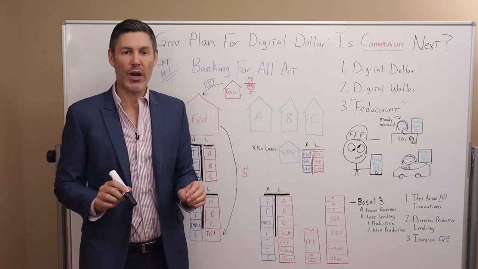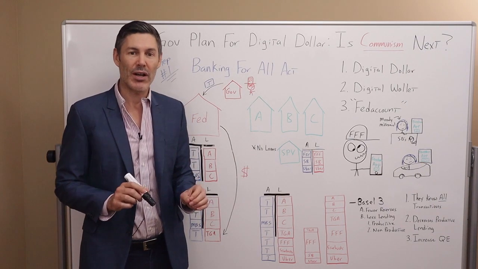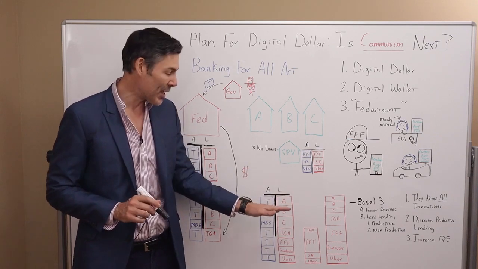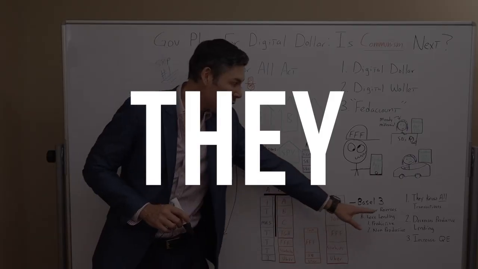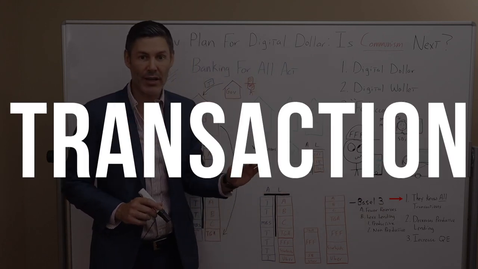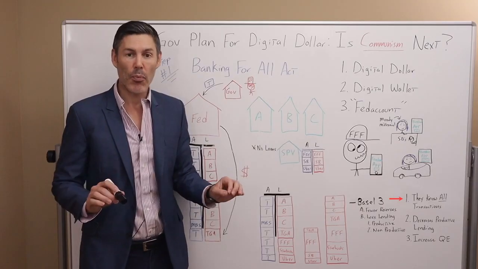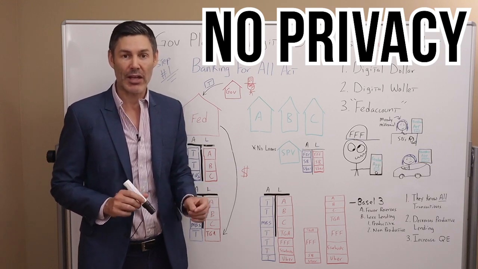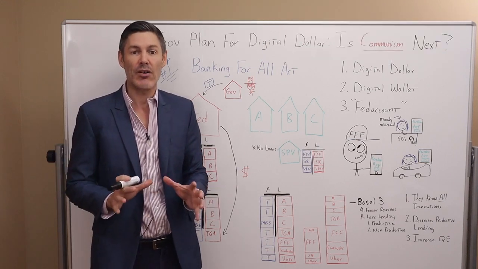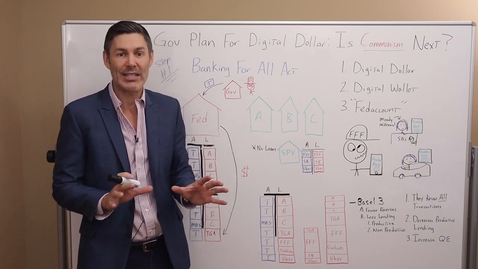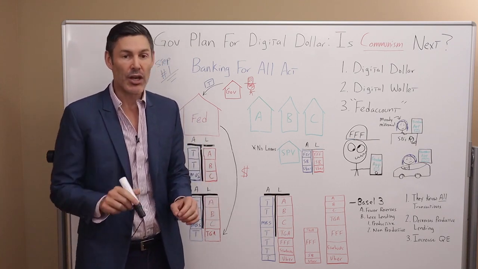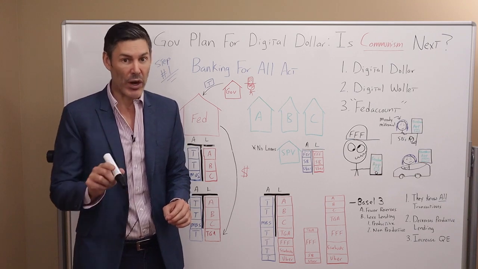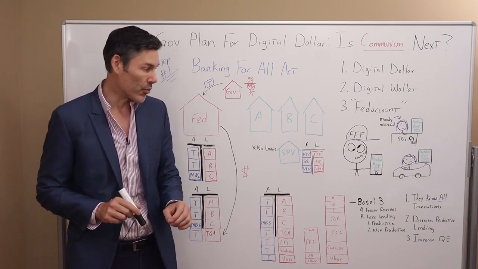So the crucial takeaway for step number 1 is that we realize if we all have an account with the Fed, they will know every transaction. There will be no privacy whatsoever with banking. They will basically have your bank statements. And if that sounds very Orwellian, very 1984, trust me, you don't know the half of it. Wait till we get to step number 3.